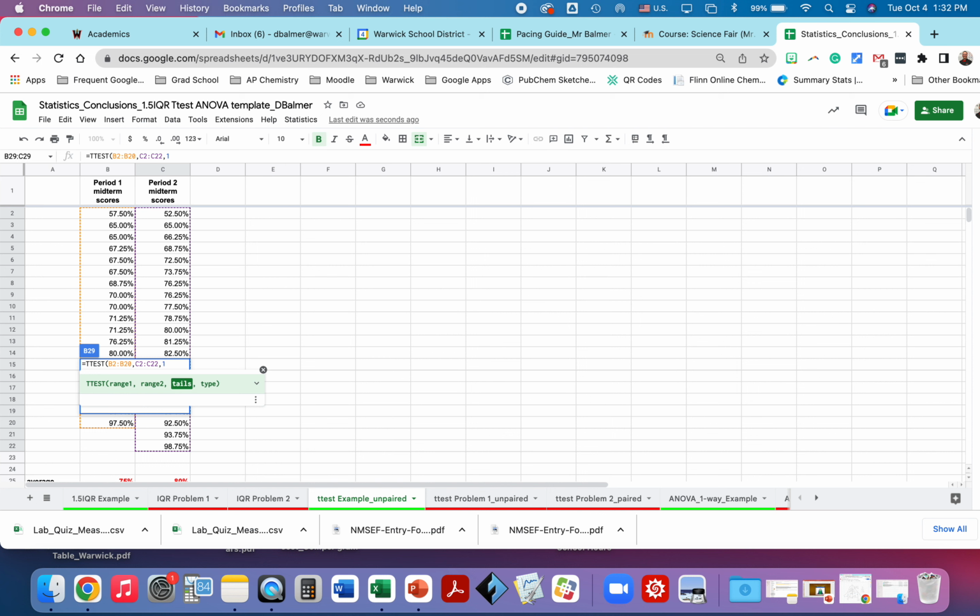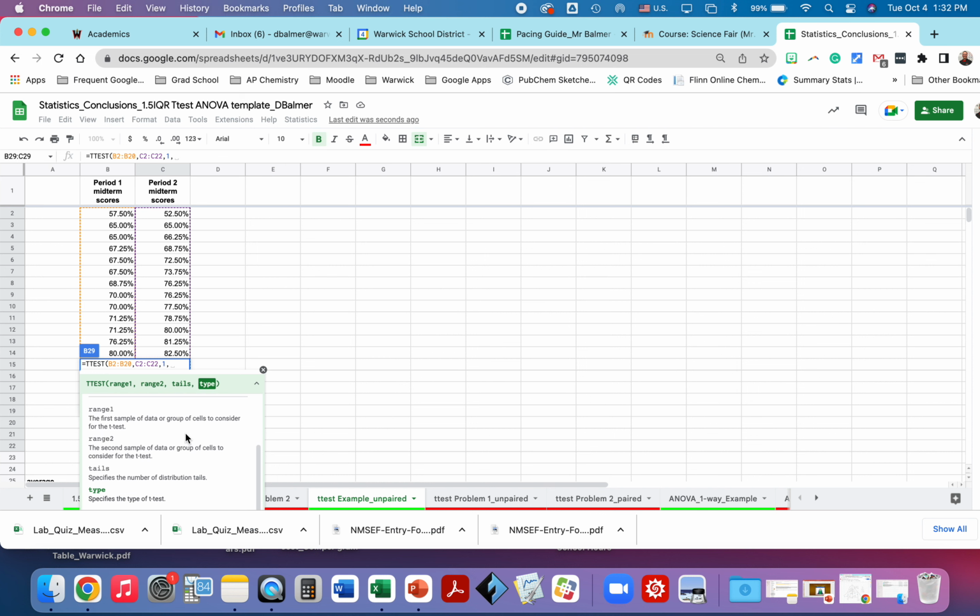Now, if my hypothesis is that I think period 2 was different than period 1, we're not saying whether period 2 is better or worse than period 1. I just think period 2 was different than period 1. And that's when you would use two tails. And then as far as my type, you can click the little type here. It tells you what type 1, 2, and 3 is.